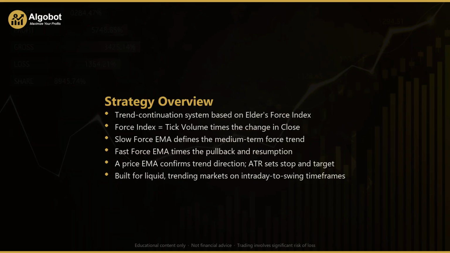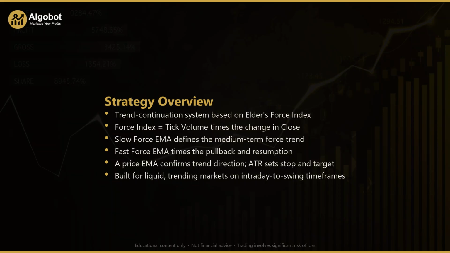Let's get started. Let's start with the big picture. Force Index Pullback Continuation is a trend continuation expert advisor. Rather than trying to predict tops and bottoms, it waits for a trend to already be in motion, then looks to enter after a short pause against that trend. The engine behind it is the Force Index, a momentum tool created by Alexander Elder. What makes the Force Index interesting is that it blends three pieces of information into a single number: the direction of a move, the size of that move, and the conviction behind it, measured through tick volume. In plain terms, the raw Force Index is the tick volume multiplied by the change in the closing price from one bar to the next.